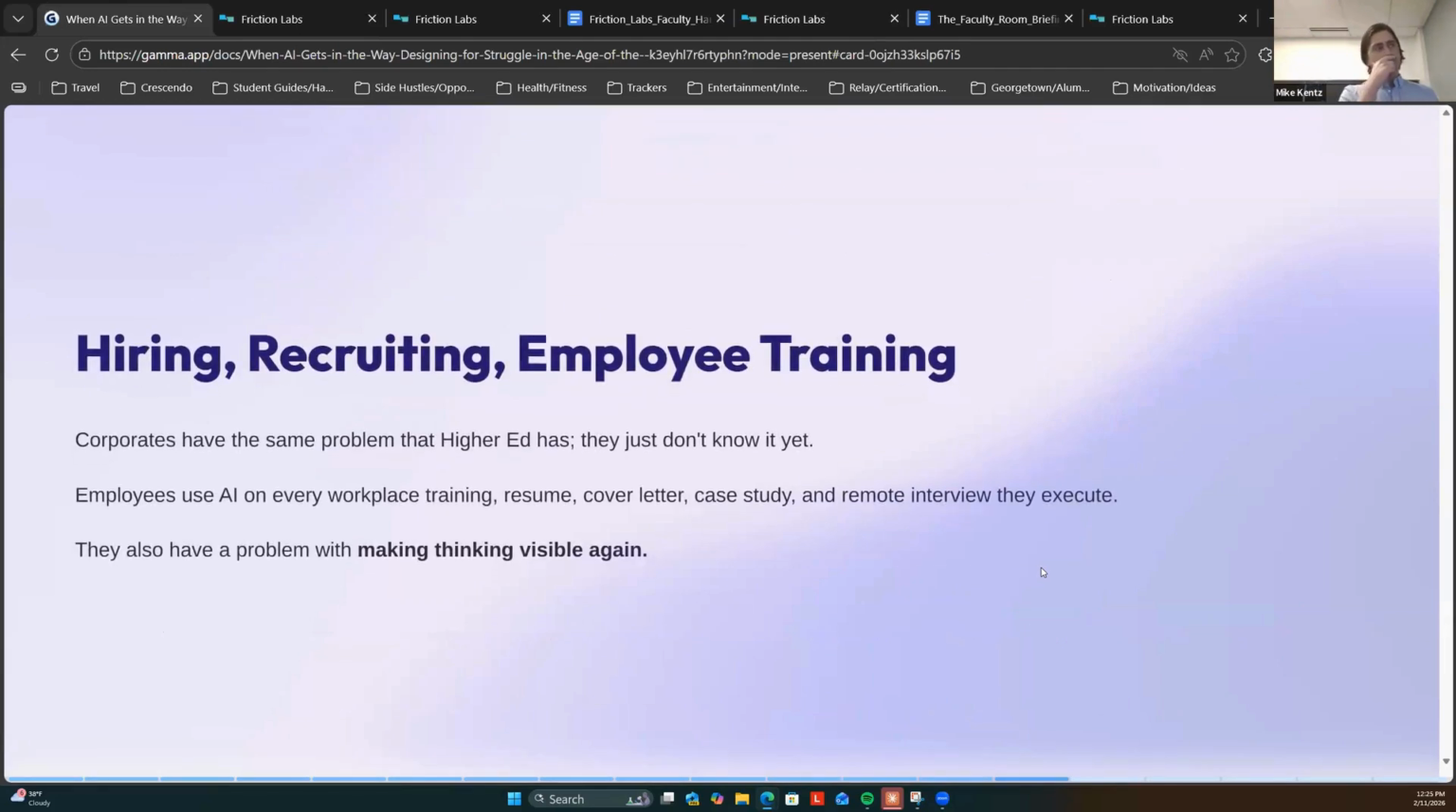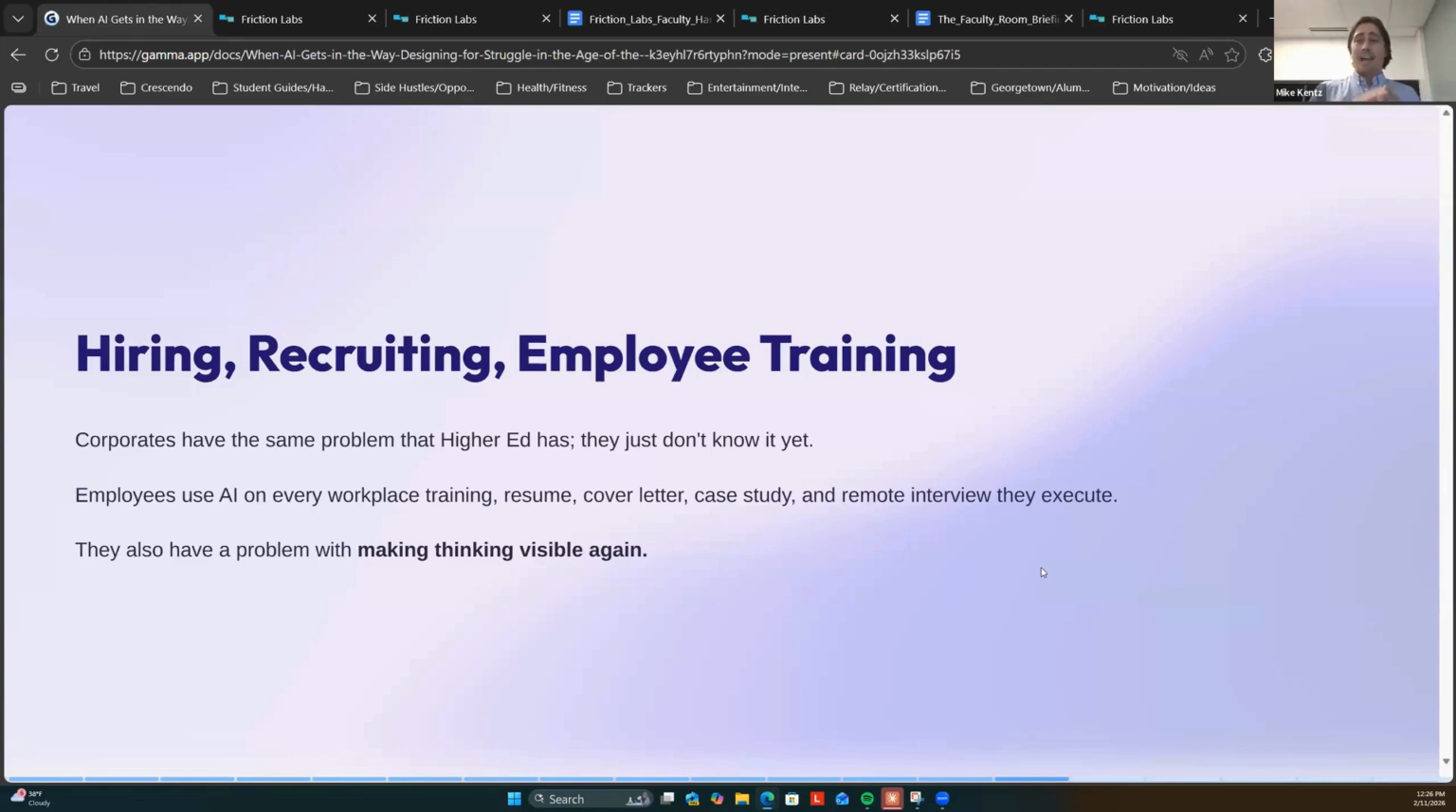Additionally, I just mentioned employee training. I want to present the idea that, yes, this can help us for assessment in higher ed, but what I perceive is that I think industry, frankly, has very much the same problem that we do, and maybe they just don't quite realize it as much as we do yet.